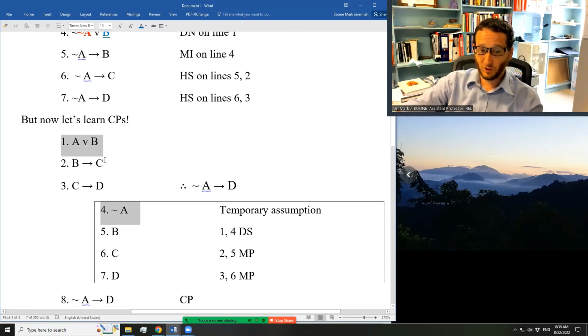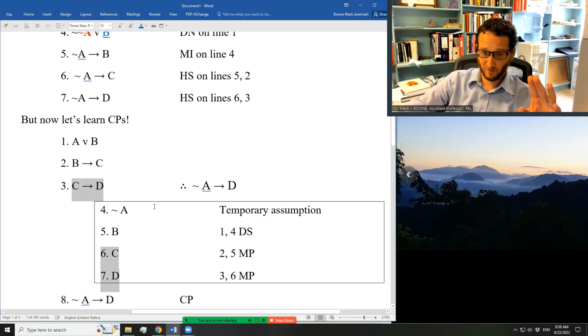And now by modus ponens on lines 2 and 5, we get C. If P then Q, P, therefore Q. Or if B then C, B therefore C. Very simple, modus ponens. Now do the same thing, modus ponens, with the C that we just have. If C then D, C, therefore D, by modus ponens on lines 3 and 6. That shows us that D follows from tilde A.